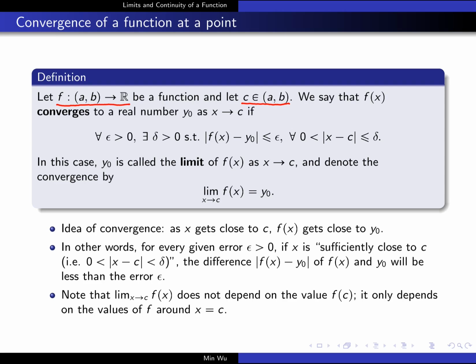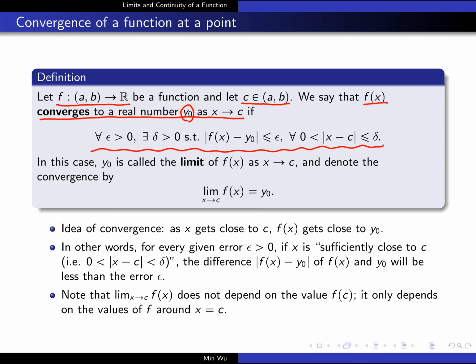Then here is the definition. We say that f(x) converges to a real number y0 as x goes to c. So the condition is x goes to c, and the limit, the number where the function converges to, is y0. So y0 will be the limit, and the condition is x goes to c. We say this is the case if the following logical statement is true.